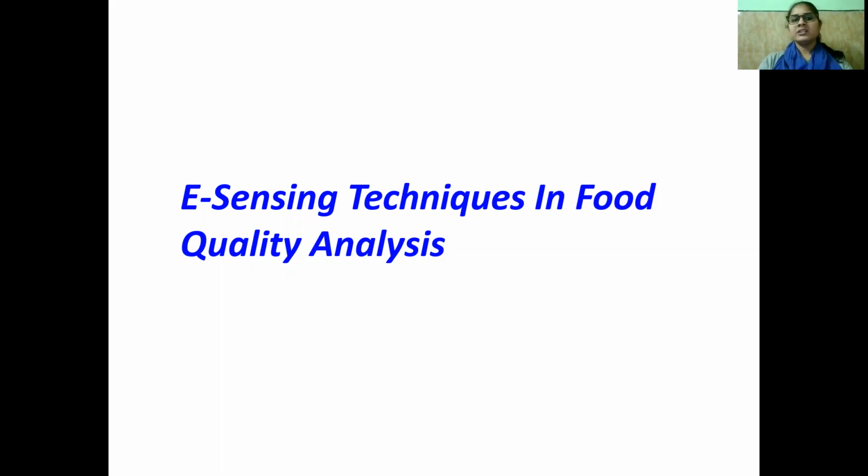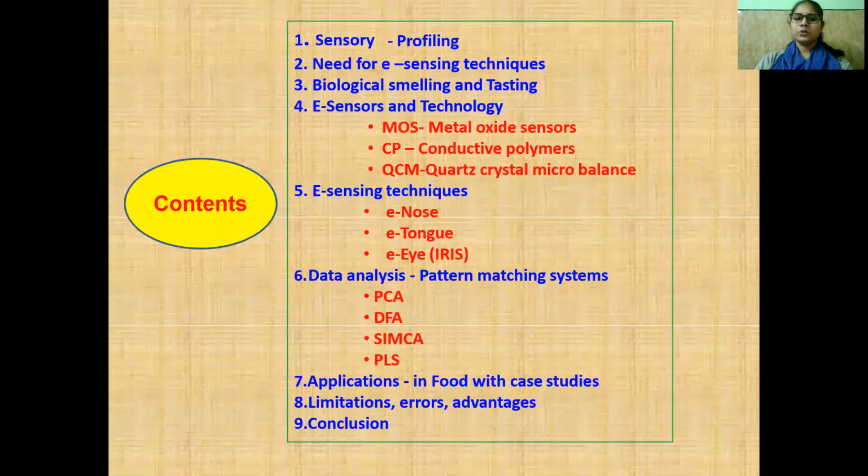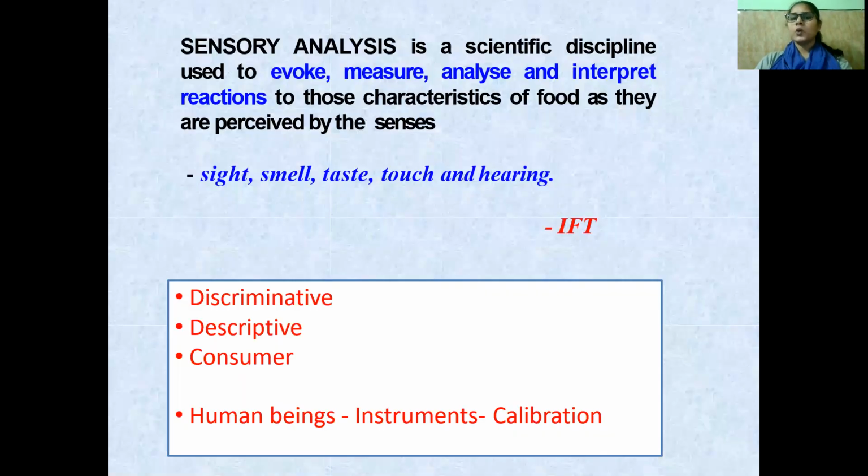In today's session, I will teach you e-sensing or electronic sensing techniques in food quality analysis. In our previous session, we discussed what sensory analysis is and what its objectives are. So let's begin with the topic and see what the different electronic sensing techniques used in the food industry are. First of all, you have to know what sensory analysis is.